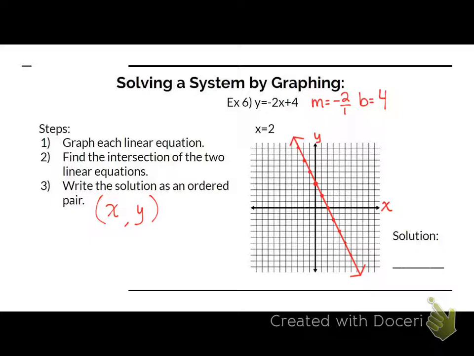X equals 2. We did an example of this yesterday. This is one of those special situations. We go 2 over on the x-axis and then draw a vertical line. X equals means we have a vertical line. So we go to 2 on our x-axis, and if you really want to, you could put a little point there. It's not necessary, but you need a vertical line straight up and down through your whole graph at x equals 2. Questions about graphing either of those?